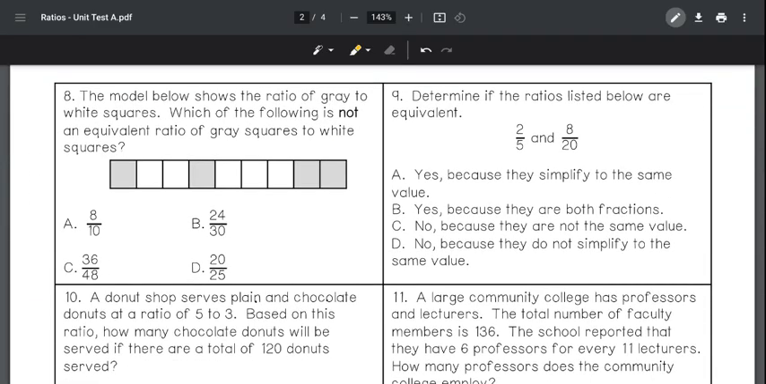Number 8, the model below shows the ratio of gray to white squares. G to W. How many gray squares are there? 4. How many white squares are there? 5. Which of the following is not an equivalent ratio of gray squares to white squares? So in order for it to be an equivalent ratio, we have to be able to take this original ratio and multiply the top and bottom by the same number to get the answer choice. Okay, and we want the one that does not work. So I'm going to write 4/5 next to each of these options.